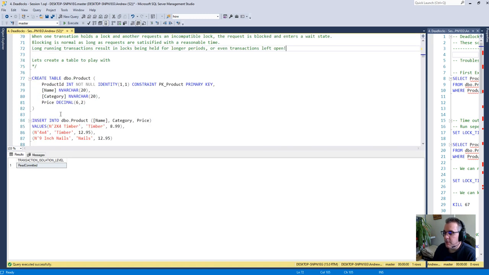So let's actually write some SQL now. Let's create a table to play with. We're going to create a product table.